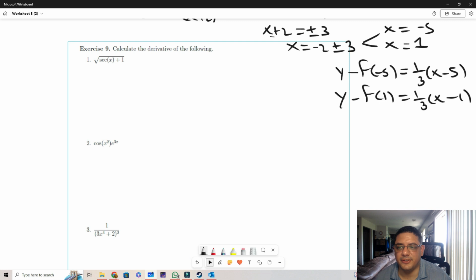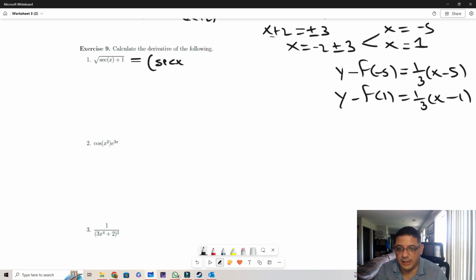Now, the following exercise is about calculating the derivative of the following functions. Some of them are going to be chain rules, some of them are going to be product rules, and some of them are going to be a combination. So in this first exercise, we have a chain rule situation.